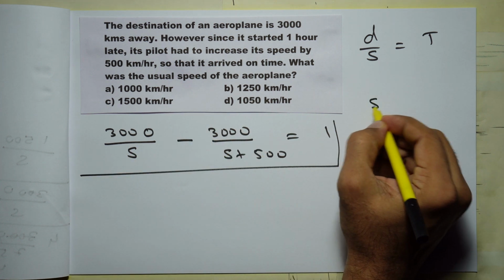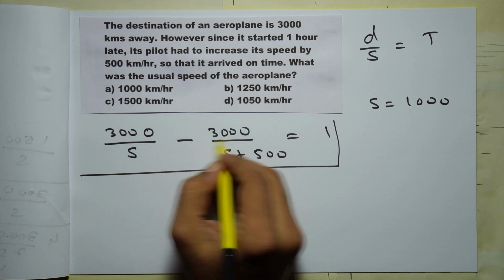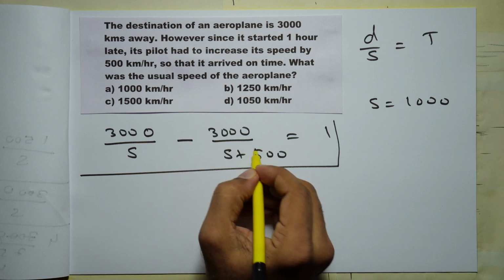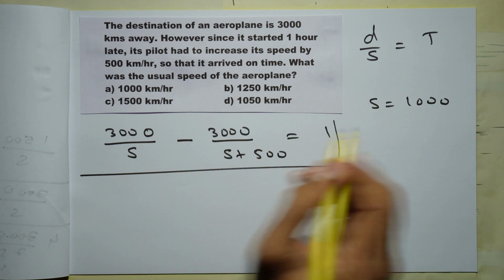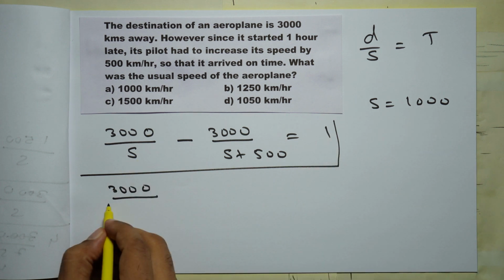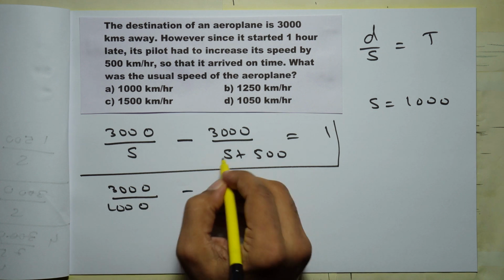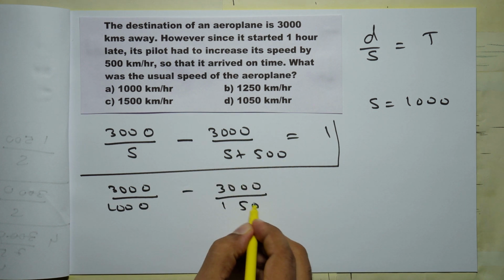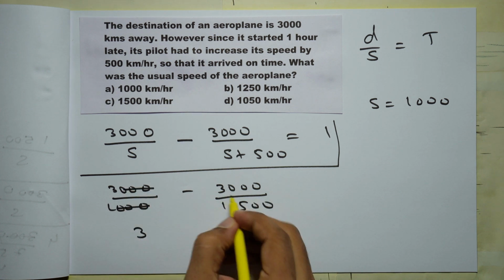For example, let us try s is equal to 1000. So we'll see if 1000 satisfies this equation. If it satisfies, then it will be the solution, and that will be the right answer. So we'll try s is equal to 1000. So 3000 by s, we are assuming it to be 1000, minus 3000 by 1000 plus 500, 1500. Here zeros will cancel out, you will get it as 3.